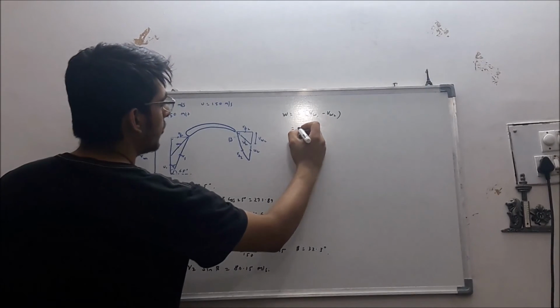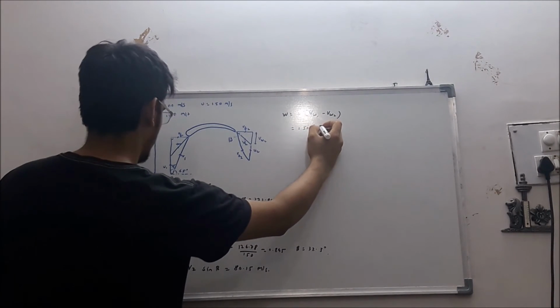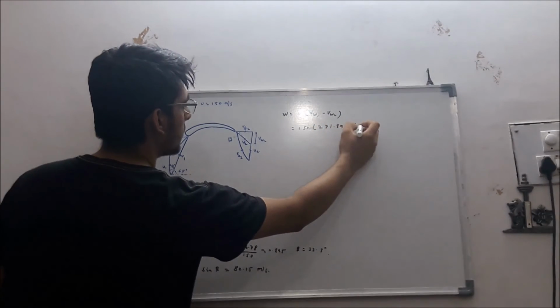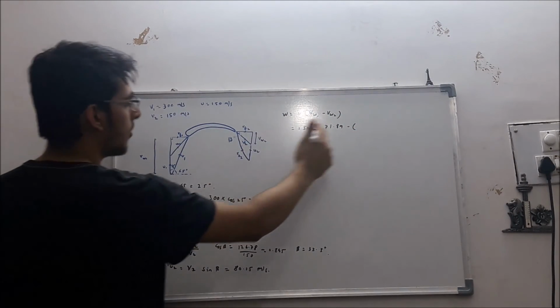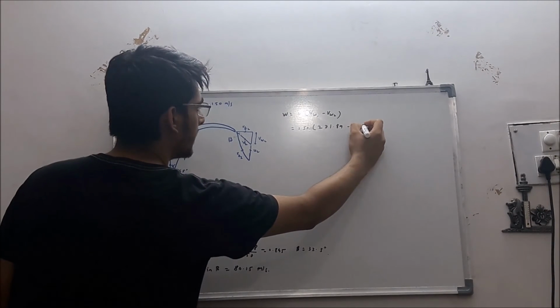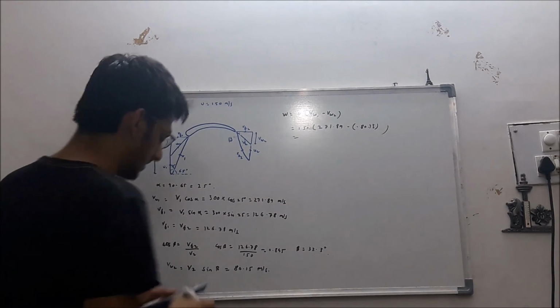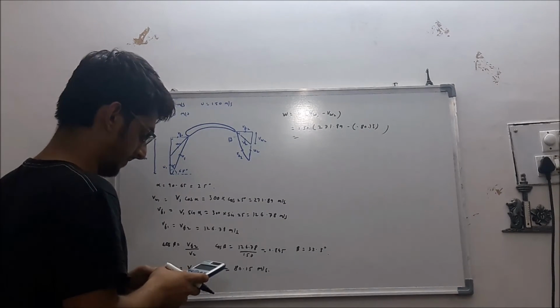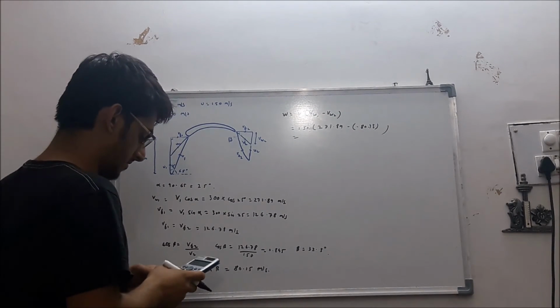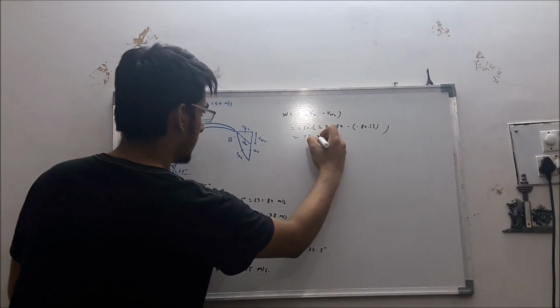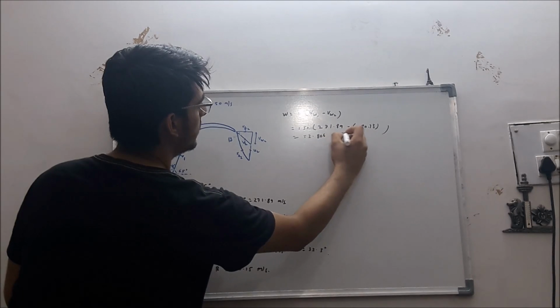Now W will be equal to, U is given as 150, VW1 comes out to be 271.89. Now minus, and VW2 is in opposite direction, so it will be minus 80.15. So this answer comes out to be 52.806 kilojoule per kg.